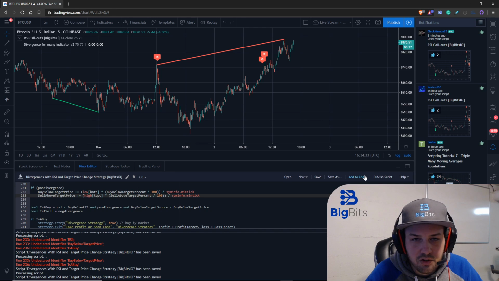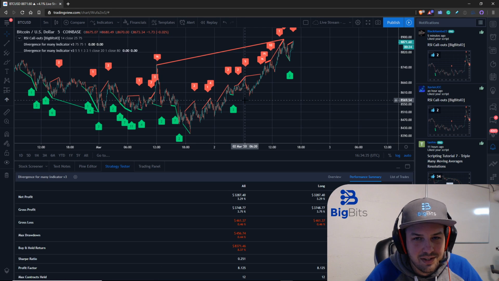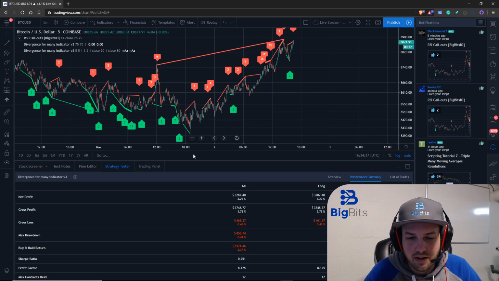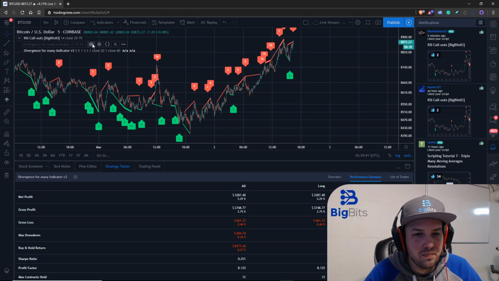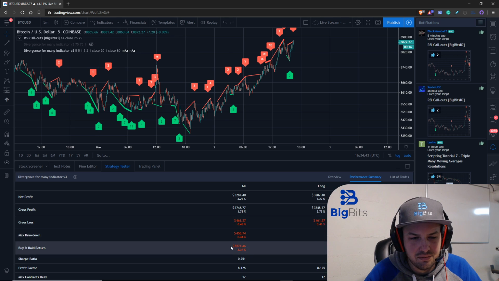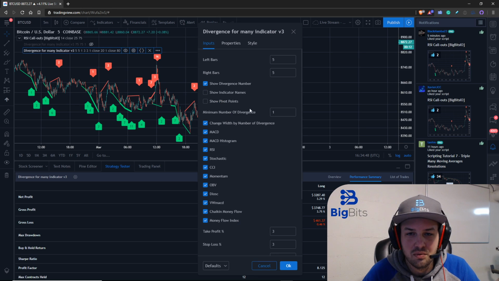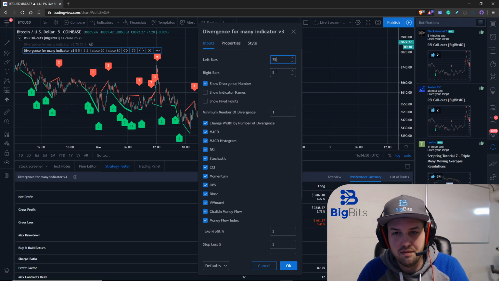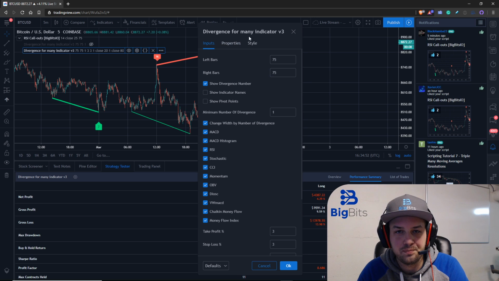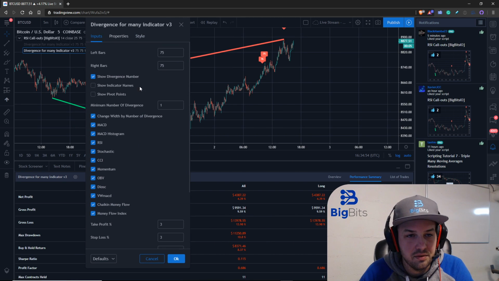Oh yeah, gotta add it to chart, obviously. All right. So even with the 5 bars, it looks really good. 3% on such short bars here to work with. Let's actually change this to what I've been looking at here, which is 75, 75. That's not too good. Let's remove some of these other indicators I don't really care for.